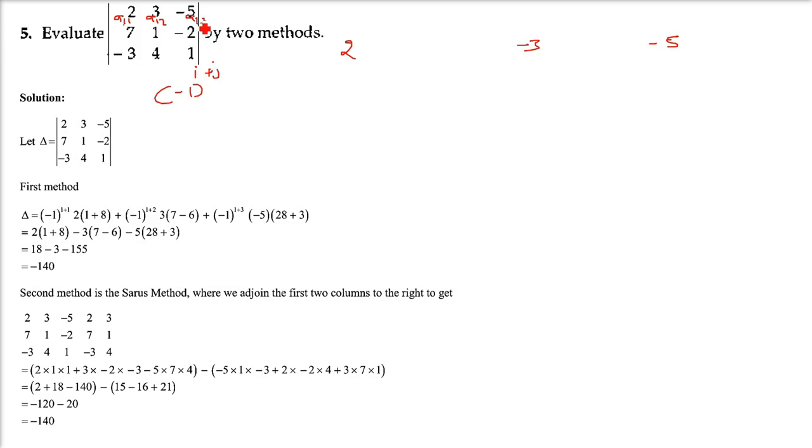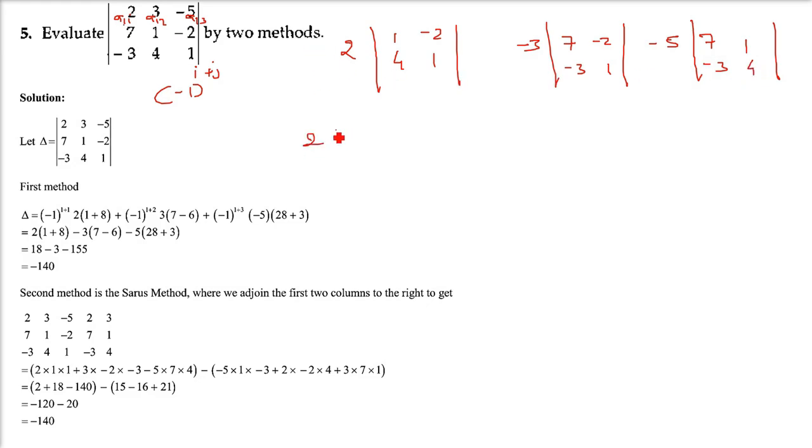Okay, 2 here. Now, what you have to do is, wherever this 2 lies, at the intersection of its row and column, leave that and write the other things here. You have to write 1, minus 2, 4, 1. Then leave this 3's row and column, and you get 7, minus 3, minus 2, 1. And leaving minus 5's row and column, you get 7, 1 and minus 3, 4.